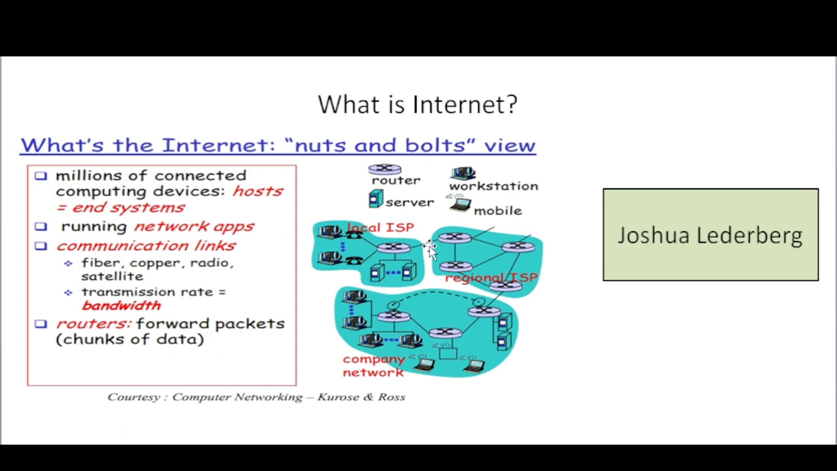So here the key components are router, workstation, server and mobile. A router is a device that forwards data packets between networks. Then a server is a system that provides data, services or resources to other computers in the network. Then a workstation is a personal computer used by an individual. Suppose I am using a computer, it is a workstation. Then mobile is a device like smartphones and tablets.